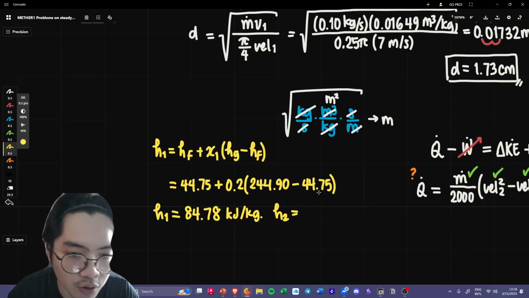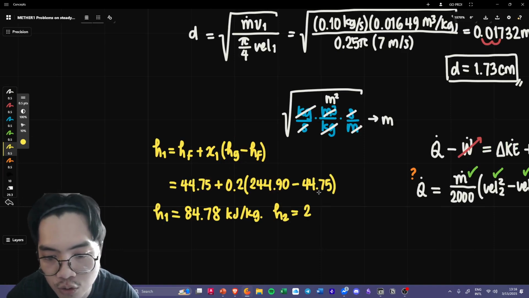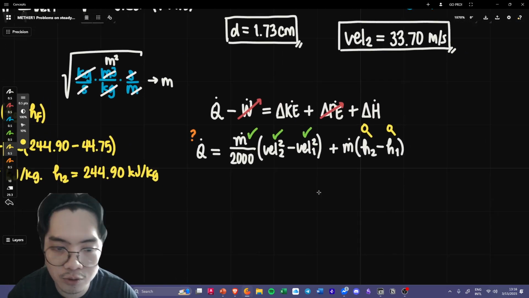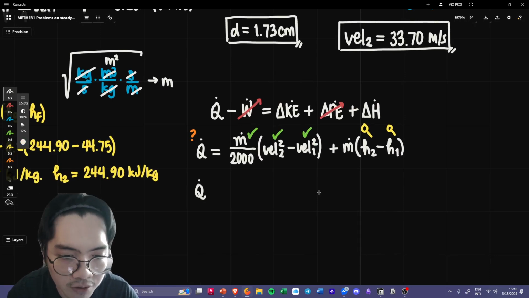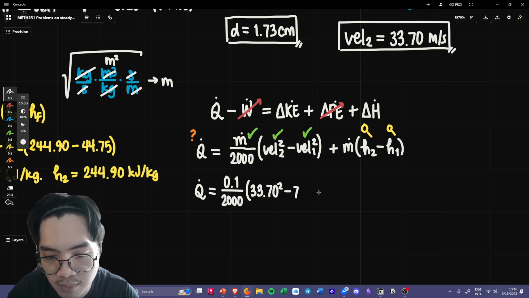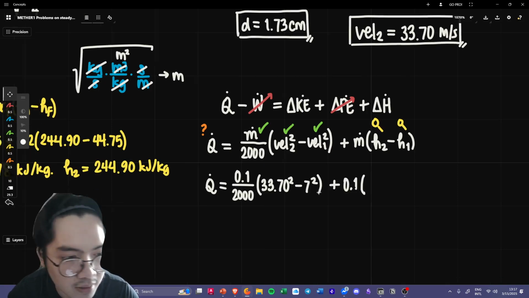That corresponds to your value of Hg, which is 244.90 kilojoules per kilogram. Now, we're supposed to have no fear. Everything in here is supposed to be in kilowatts already. 0.1 over 2000 times your velocity 2, which is 33.70 squared, minus 7 squared, plus 0.1 times, what is this again?